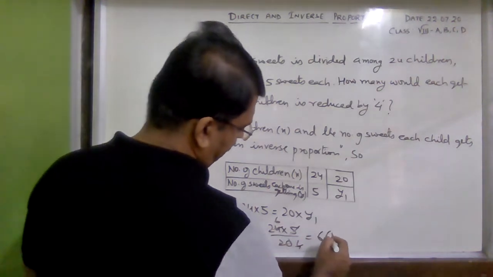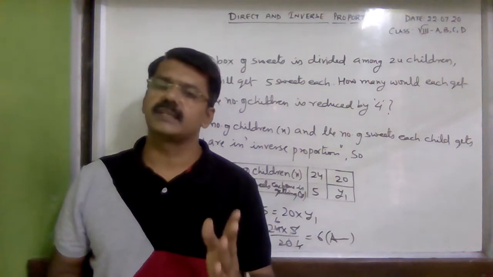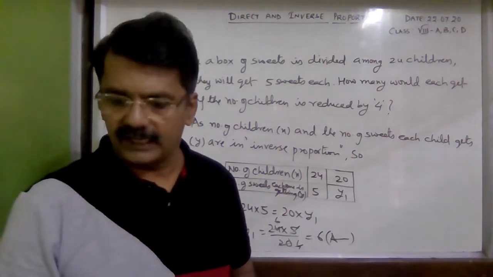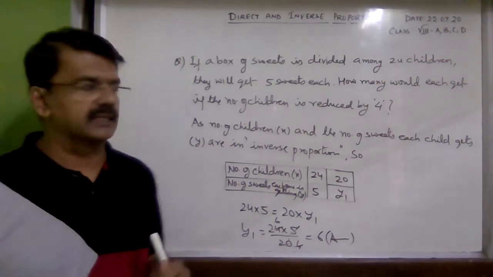6 is the answer. Means now each child will get 6 sweets. Each child will get 6 sweets. Clear? Okay, that is your answer. Now the next question.